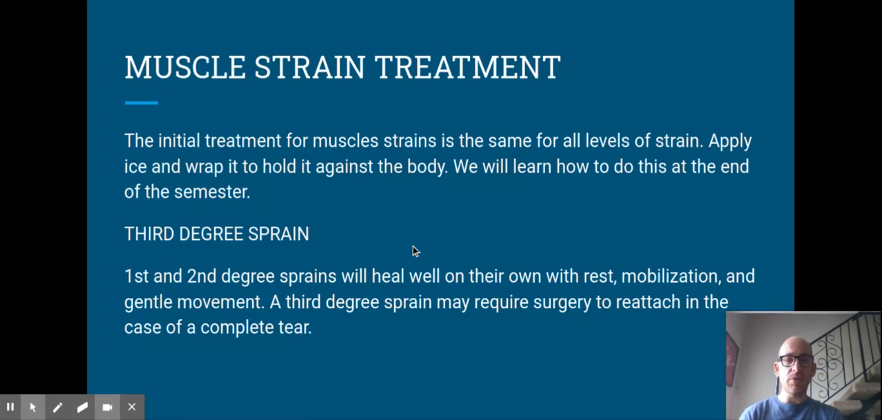Now, if we do get a third degree strain, you would treat it the same way. You would apply ice for pain management and to decrease inflammation. But obviously, first degree and second degree strains usually heal fairly well by themselves with just some rest, gentle mobilization or stretching, and gradually increasing the movement back up to where it was. With a third degree strain, that's not going to work. It's going to often require surgical reattachment when we get that complete tear.